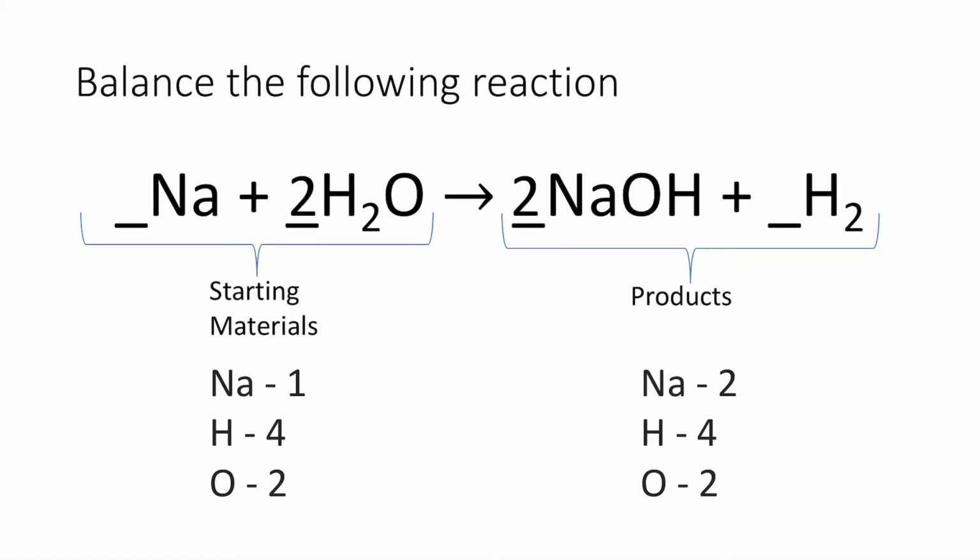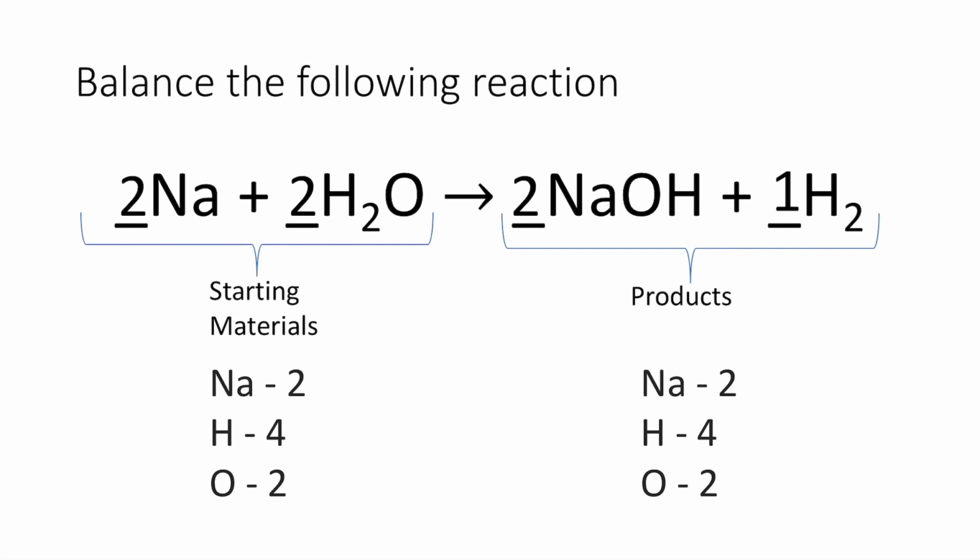Now I'm going to move on by balancing the sodium element. I have 1 on the left side and 2 on the right side. So I'm going to put 2 as the coefficient for the sodium compound. After recounting the number of elements, I have 2 sodium elements on the left side of the equation. The last step is to balance the hydrogen element. I have 4 hydrogen on the left side and 4 on the right side. So I'm going to put 1 as the coefficient in front of the hydrogen gas compound.